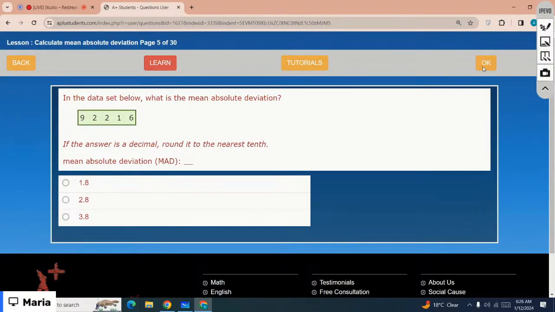Okay, in the data set below, what is the mean absolute deviation? Do the calculations, write the correct option in the chat box. So which is the correct option?